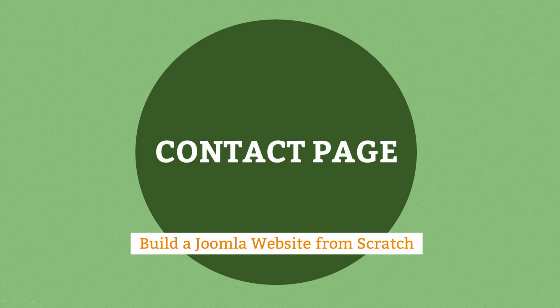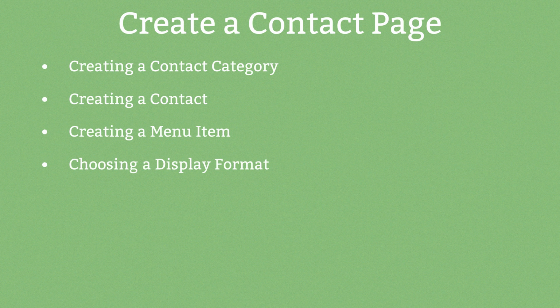Until now, all the primary content for the website has been created via the Article Manager. In this and the next lesson, you'll learn how to create pages using components. This lesson demonstrates how to create a contact page, which involves creating a contact category, creating a contact, creating a menu item, and choosing a display format.